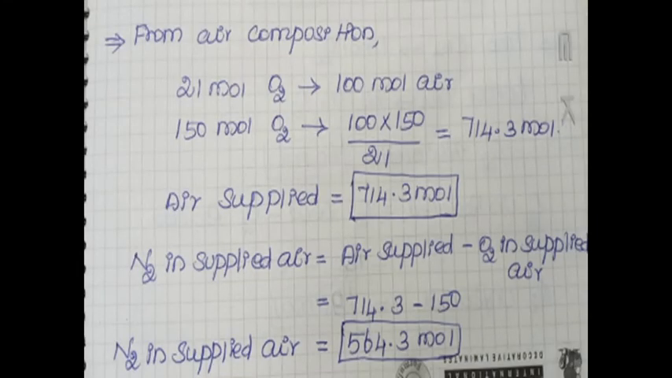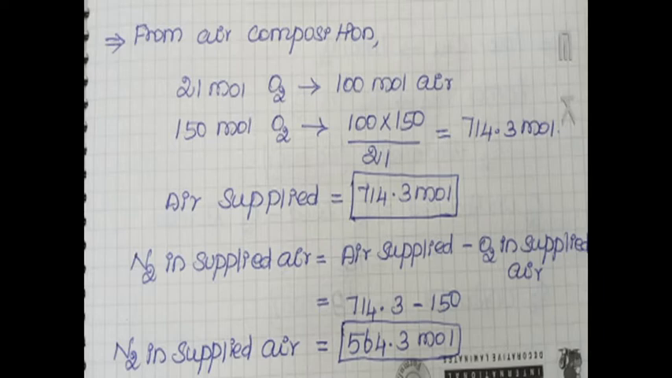Next we are going to calculate air supplied and nitrogen in supplied air. How will we calculate them? From air composition, 21 mole of oxygen is present in 100 mole of air. As per the problem, 150 moles of oxygen is present, so how many moles of air is supplied? 100 into 150 divided by 21, 714.3 mole. So this is the air supply.